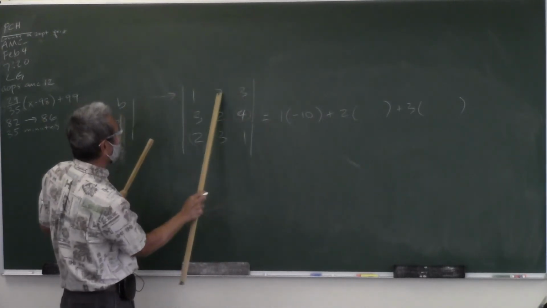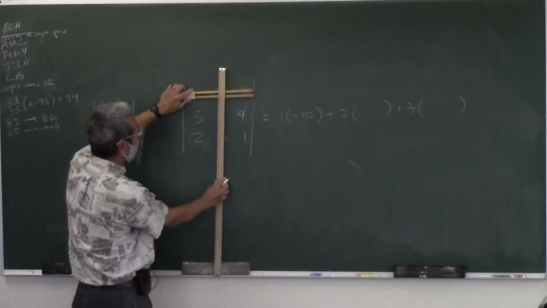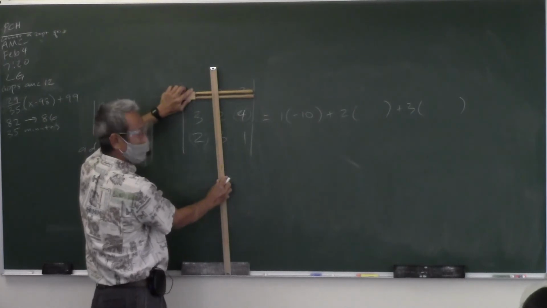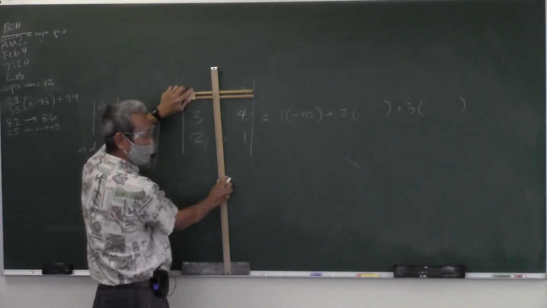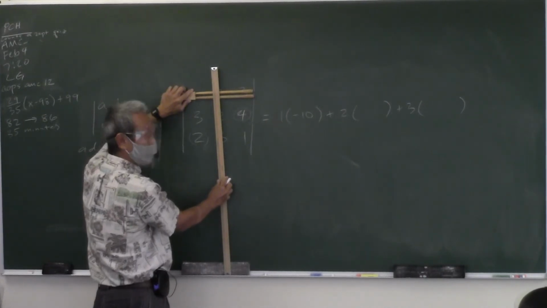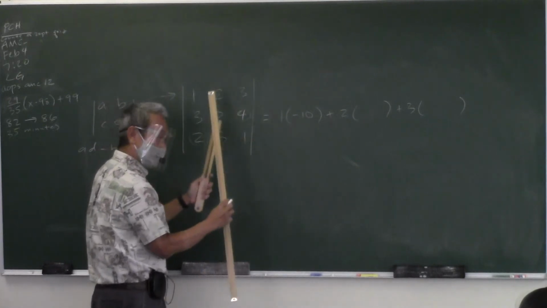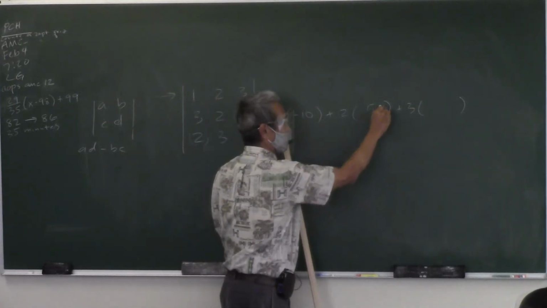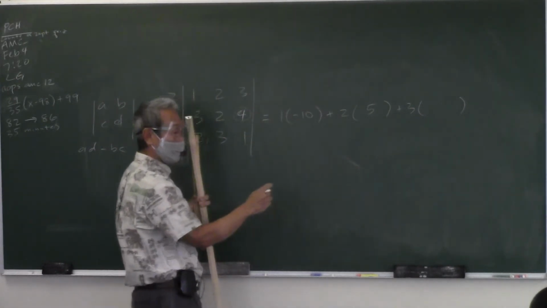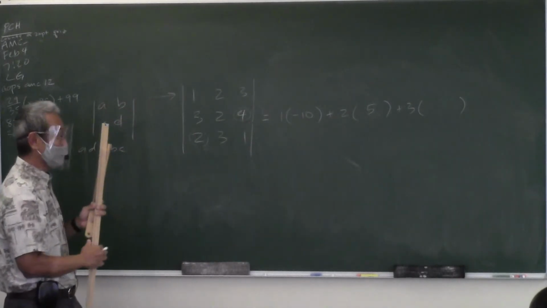Okay, next element is this. Cross out the row and column that it's in. What is the minor? 3 minus 8. Negative 5. Now do I multiply that by 1 or negative 1? Negative 1. So negative 5 times negative 1 is positive 5. Okay? You got to keep track of those plus and minus signs now.